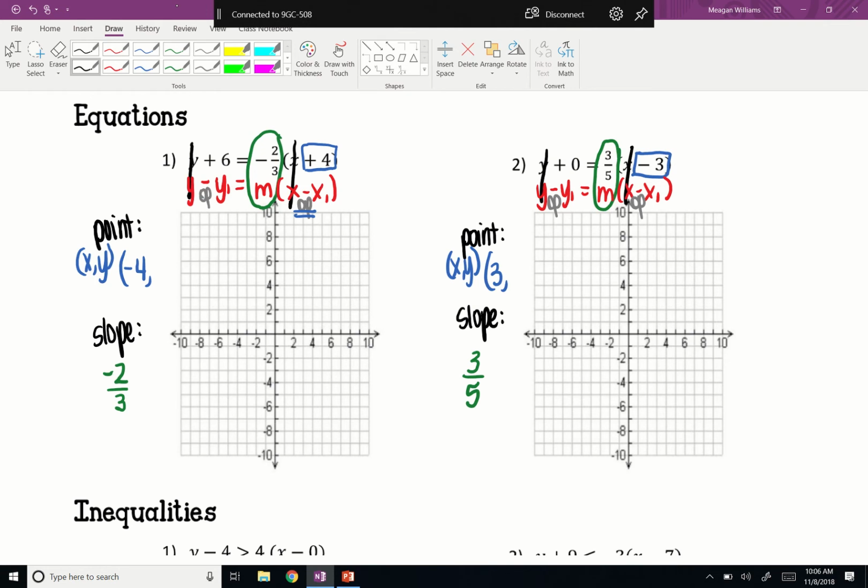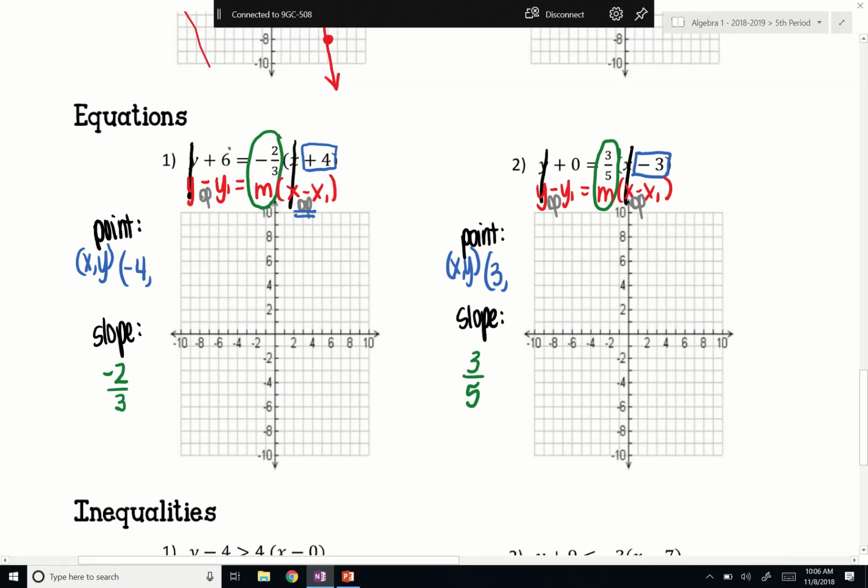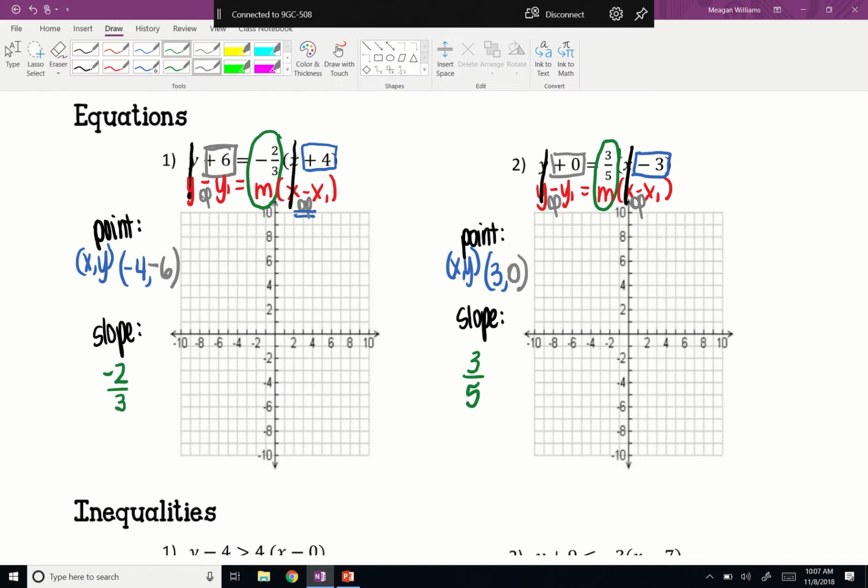What color have I not used? Great. Okay, so here it says what? +6, but I'm looking for the opposite. So what is that? Perfect. And here it says plus, but I'm looking for the opposite, so that's... What's the opposite of 0? Just plain old 0. There's no such thing as a positive 0 or a negative 0. It's just plain old 0. So now guess what I have for both of these equations? A point and a slope. So I've got what I need.